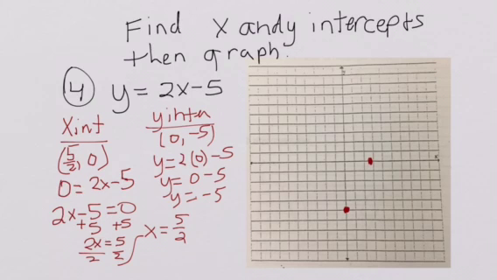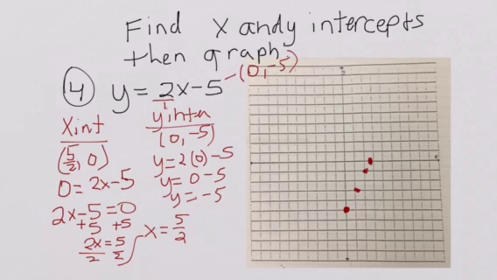Now, if I am graphing just using those two intercepts, I would go ahead and draw my line. However, I know that my slope is 2 over 1, and my y-intercept is (0, -5), which is the one that we just graphed. So we can go ahead and put a couple more points on there in order to graph. So we're going to start at our y-intercept, and we're going to go up 2 to the right 1, and up 2 to the right 1.